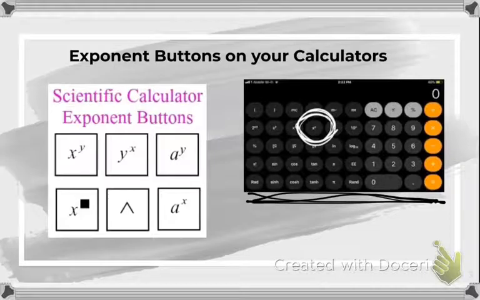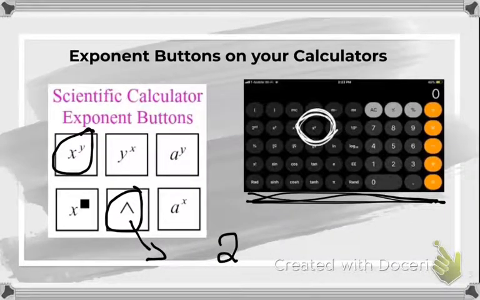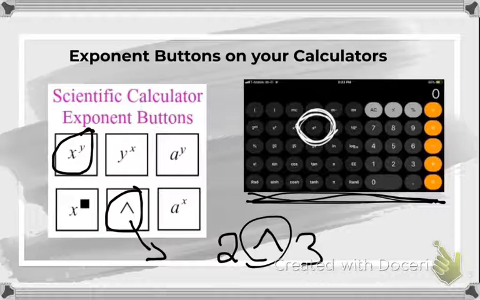Or if you're using a calculator or any other type of phones, try to look for these here. The most common you'll see is usually something like this. You could also see this a lot. So for example, sometimes you can see like 2, and then you use this button, 2 to the power of 3. Something like that represents the exponent part.